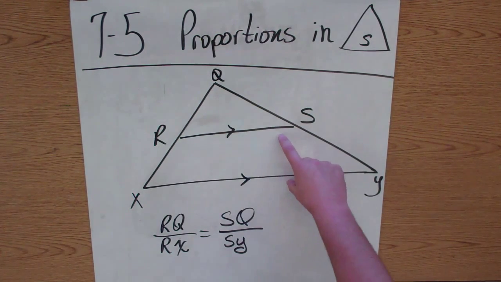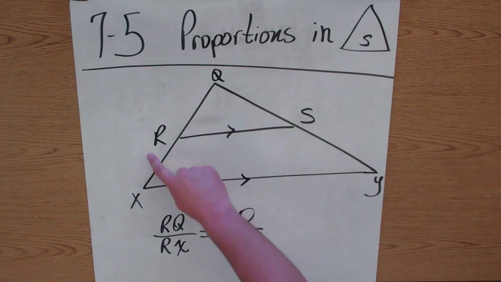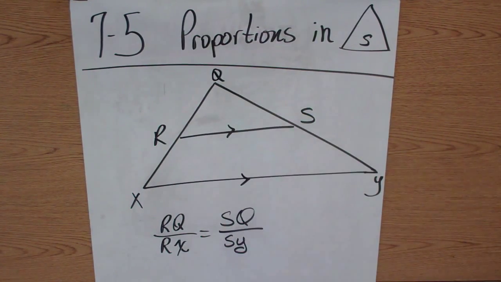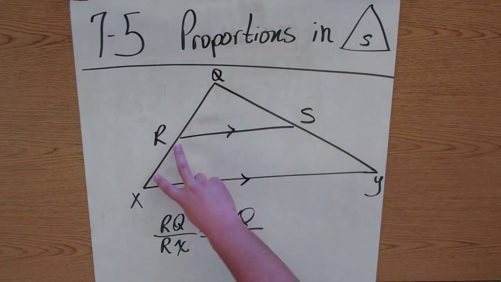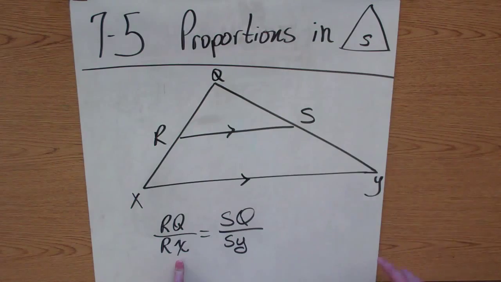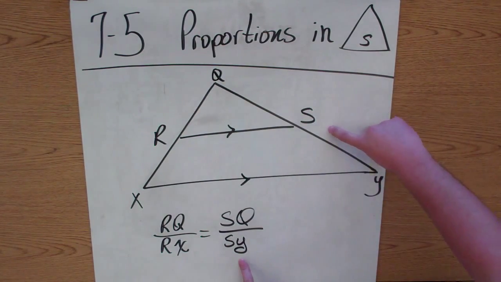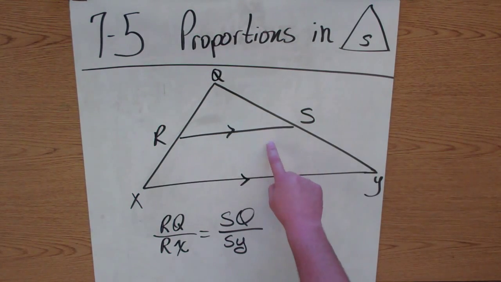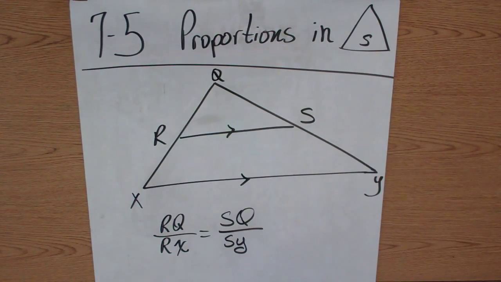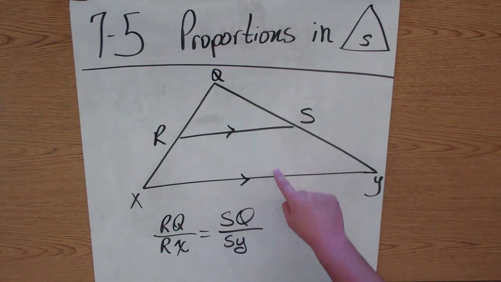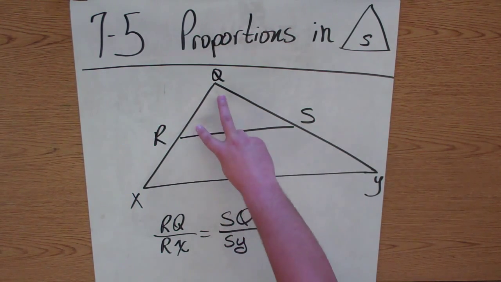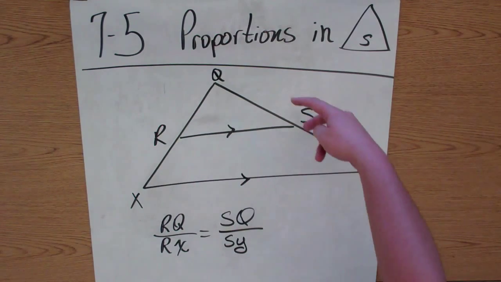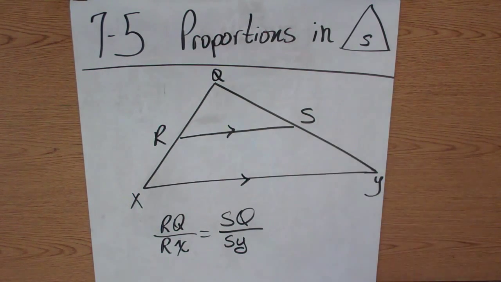Since these lines are parallel, these partial sides form a proportion. RQ over RX equals SQ over SY. These two lines have to be parallel in order for this to work. But as long as they are parallel, then RQ over RX equals QS over SY. Let's look at an example.